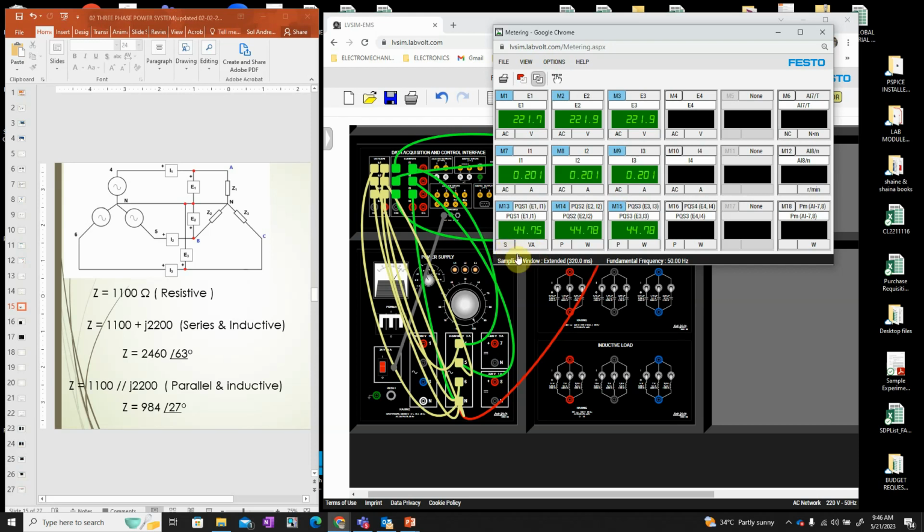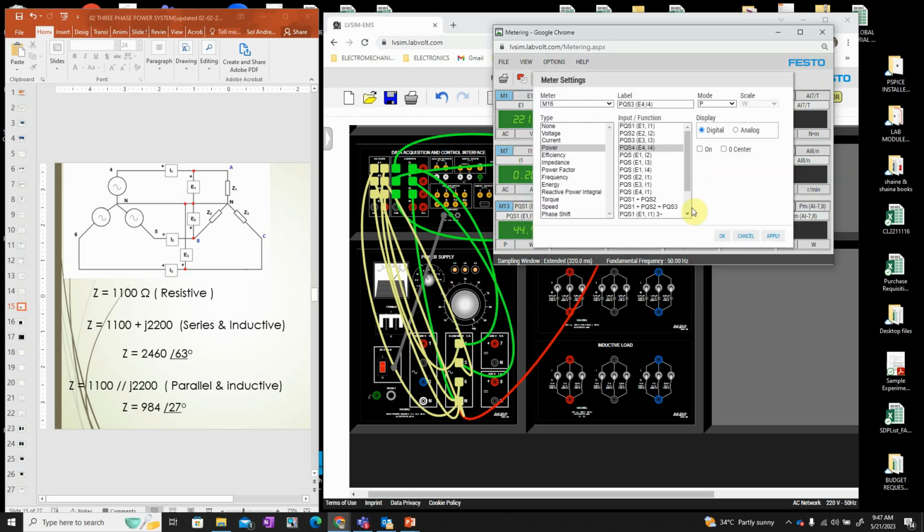So it's the same. So what will be the total power? Total power is the summation of P1 plus P2 plus P3. Or since we are talking about balanced load, it will be P1 times 3. So this is the total power. So we can also set this one here as our M16 meter setting. We can use this as power E4. We can use this PSQ1 plus PSQ2 plus PSQ3. So this one here, apply, okay.